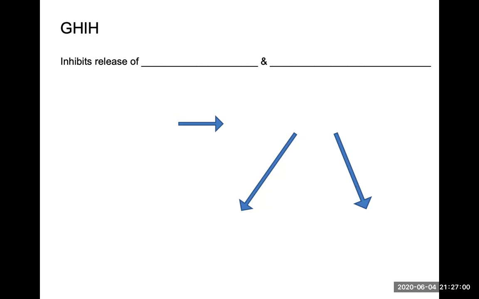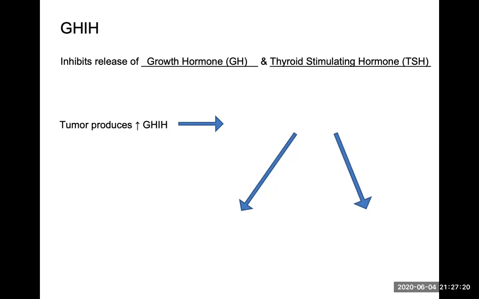So GHIH is growth hormone inhibiting hormone. So we have growth hormone that stimulates growth, but inhibiting hormone actually inhibits growth. It will inhibit the release of growth hormone and also your thyroid stimulating hormone. So if we have a tumor producing too much of this inhibiting hormone, we won't get a whole lot of growth and we won't get a whole lot of regulating of all the things your thyroid hormones do. So a tumor is producing an increased amount of this inhibiting hormone, which will actually decrease the release of growth hormone and TSH, which is what our bodies always need.